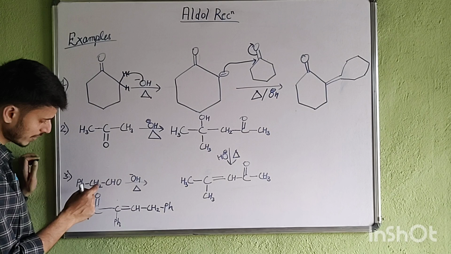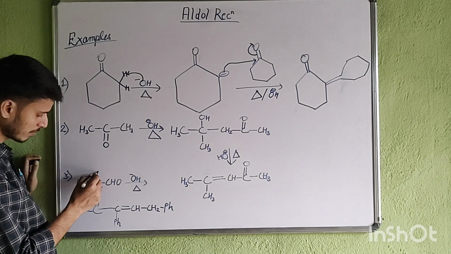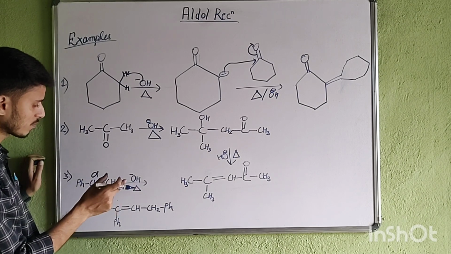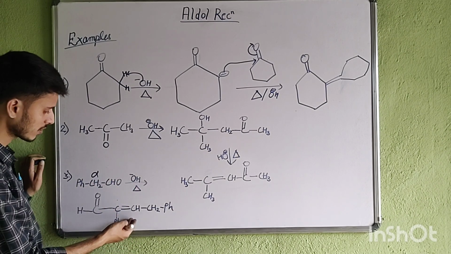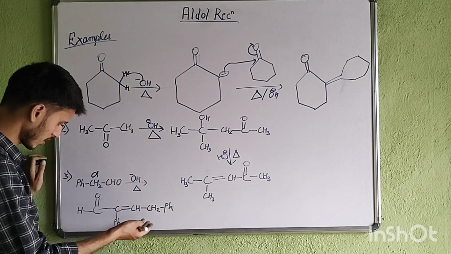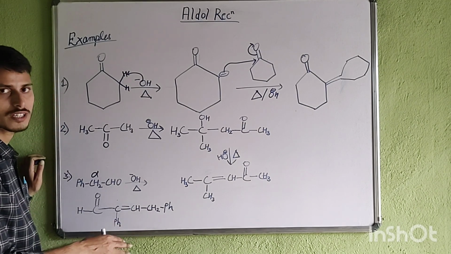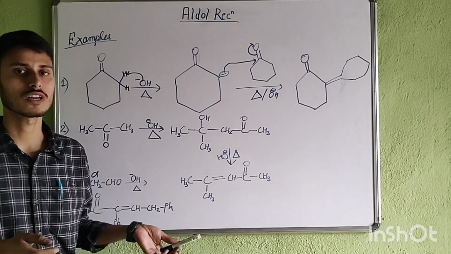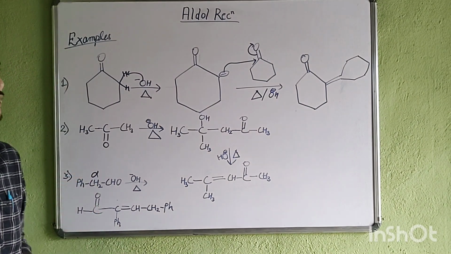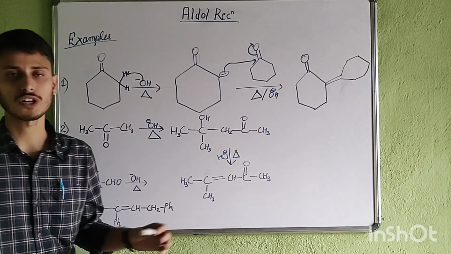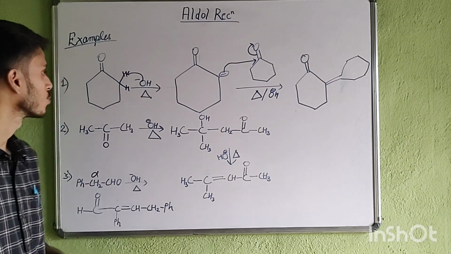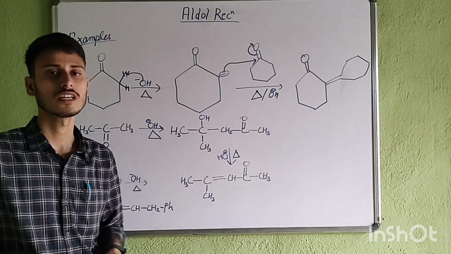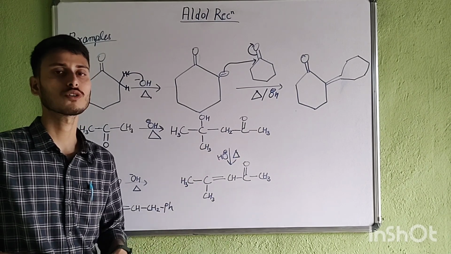Another example, here we have this as the alpha carbon, this one is the alpha carbon. We have two alpha hydrogens. When this is reacted with OH minus and heat, then we will get this as the product. This is an alpha beta unsaturated aldehyde. This is the product. These are some examples of aldol addition product and aldol condensation product. Same, we can draw out the mechanism of all the reactions with what we have learned in this chapter. So this is about the aldol reaction and aldol condensation reactions. Next we'll look at the cross aldol reaction.